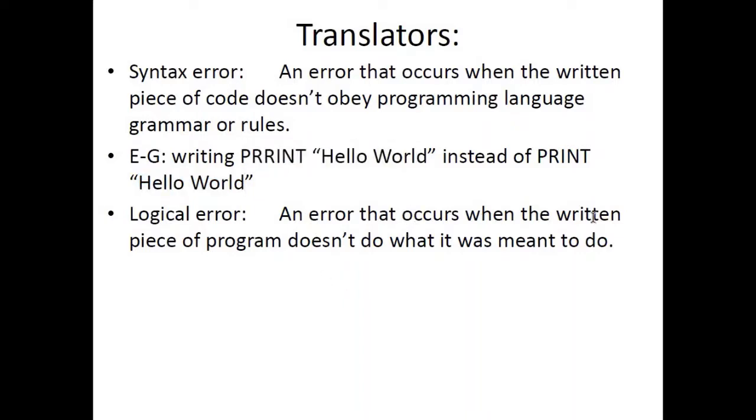A logical error is an error that occurs when the written piece of program doesn't do what it was meant to do. For example, you wrote a program for addition which is supposed to take two numbers as input and then add them together. By mistake, instead of writing the formula as number 1 plus number 2, you wrote it as number 1 minus number 2, and then when you run the program, you enter, let's suppose, 5 and 3. So you should get the answer as 8. 5 plus 3 is 8, but you get the answer 2 because your program is running perfectly, your code is correct, but it is not giving you the result you want.